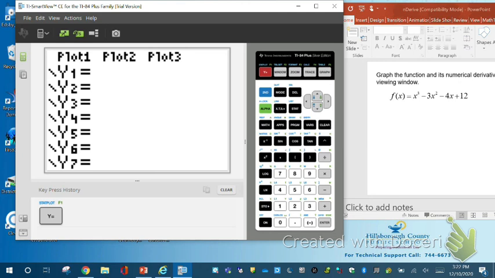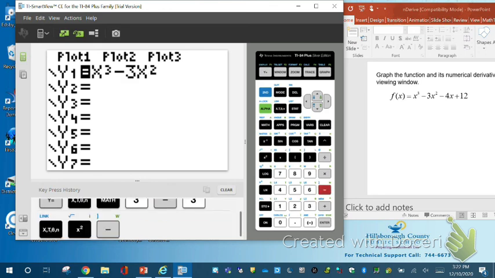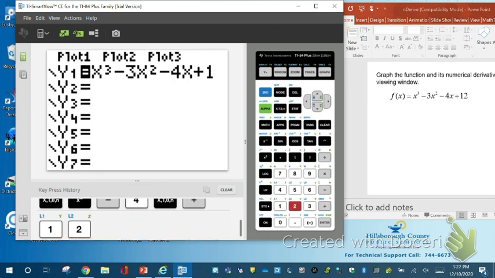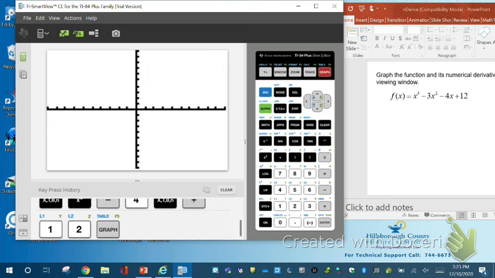Now I'm going to type in this equation, x cubed, x math 3, minus 3x squared, minus 4x, plus 12. Now you can graph that if you want to see what that looks like, but that's a positive cubic. Okay, so you should expect it to go something like this, positive cubic. Okay, let's look at that graph if you want to. Hit graph, top right corner. And that's the graph of my original function.